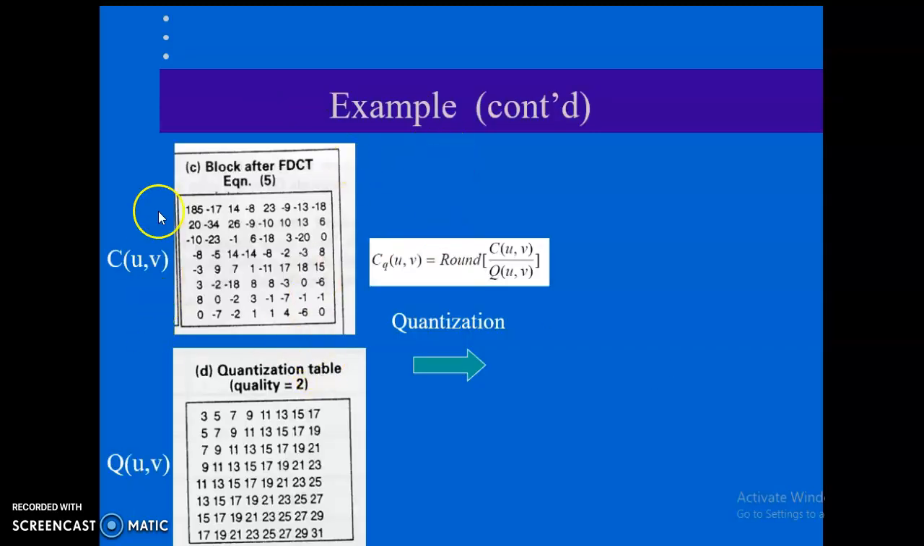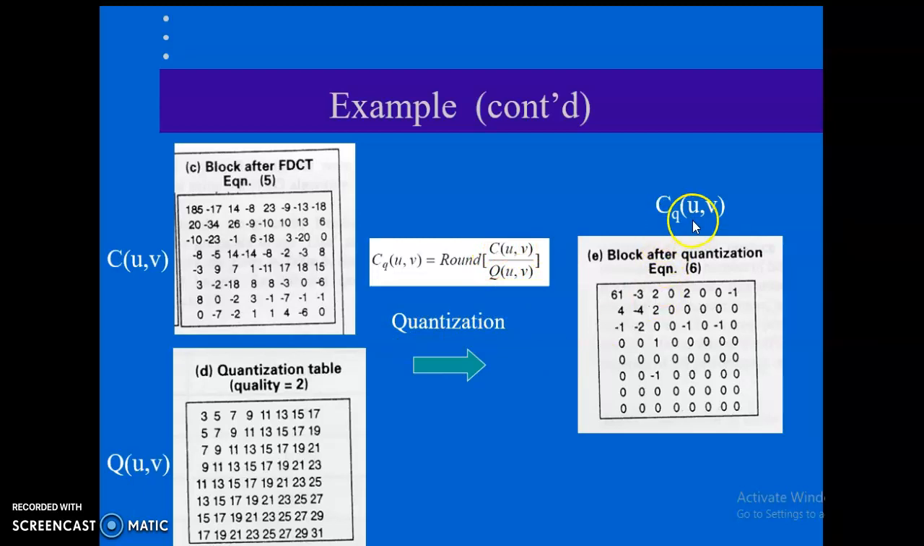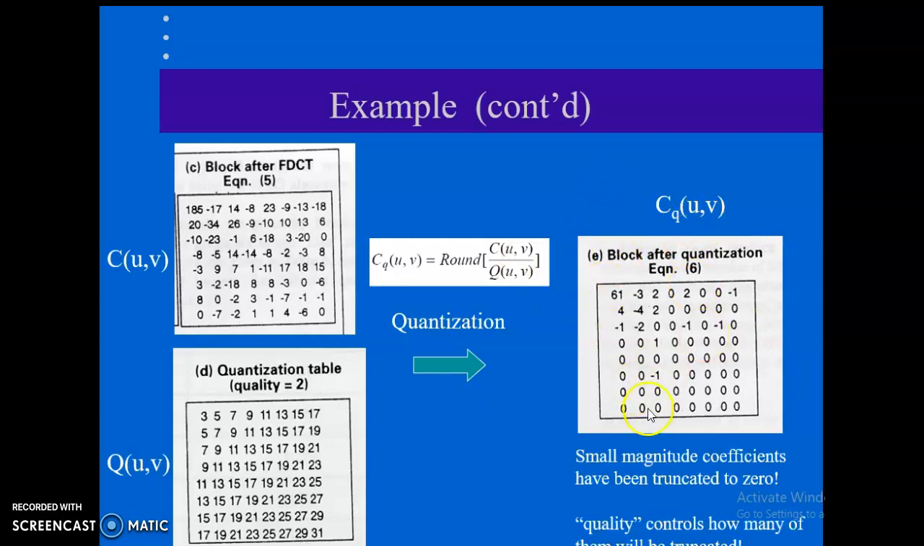Example continued. C of u, v, here Q of u, v, and C of u, v is the block after FDCT, equation 5. CQ of u, v equals round of C of u, v divided by Q of u, v. Here the quantization: CQ of u, v is the block after quantization, equation 6. Small magnitude coefficients have been truncated to 0. Quality controls how many of them will be truncated.